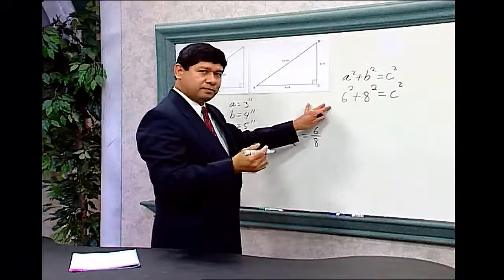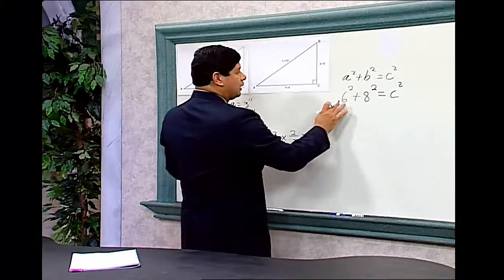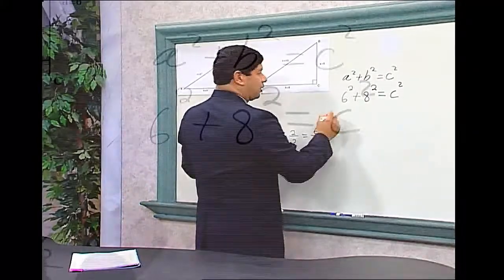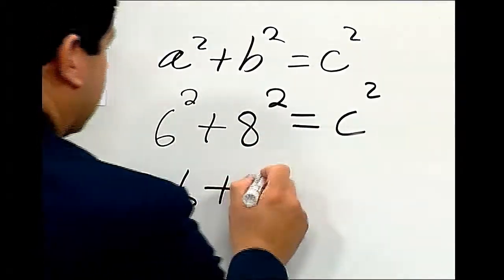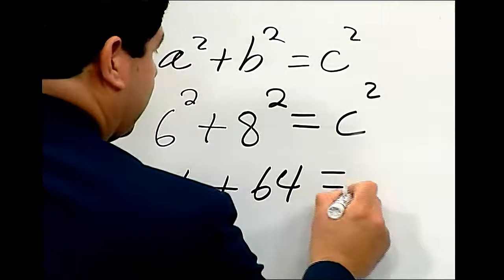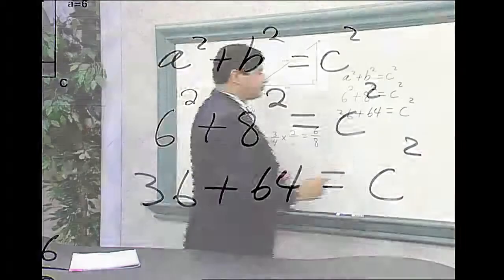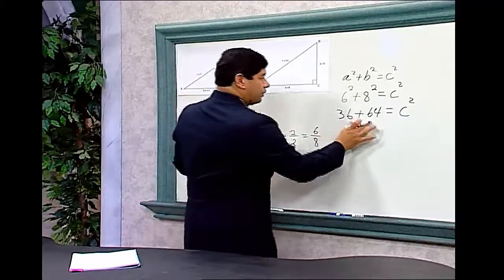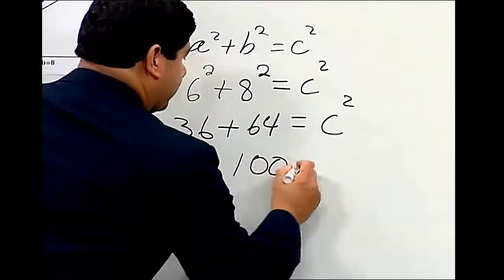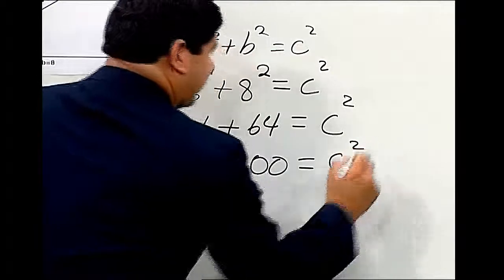Now all we need to do is work out the operations. 6 to the second power, or 6 squared, is 36, plus 8 to the second power is 64, and that would be equal to C squared. Now we have 36 plus 64. We know this is equal to 100. It's equal to C squared.